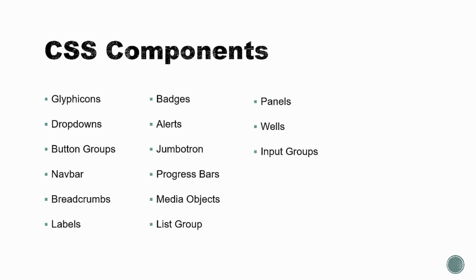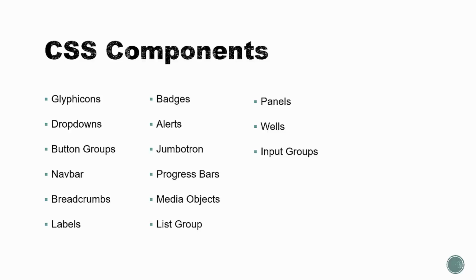Okay, some of the CSS components, there's glyphicons, which are just small icons that you can use. There's certain class names. You can put that in let's say a span tag, and that'll give you a certain icon, and you can adjust the size with CSS, with the font size. Drop downs, button groups where we can lump buttons together, nav bar, breadcrumbs, labels, badges, alerts with different colors for different situations. For instance, a warning, you might want yellow, or danger, red, things like that.